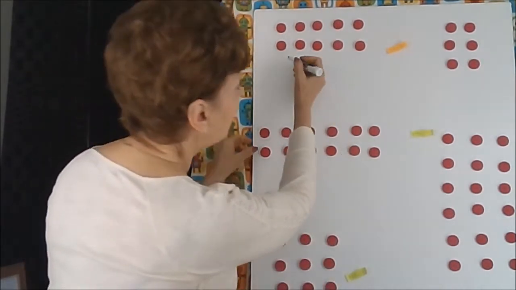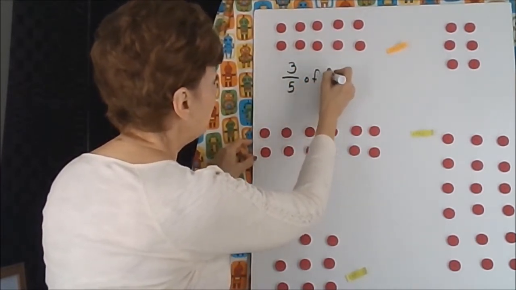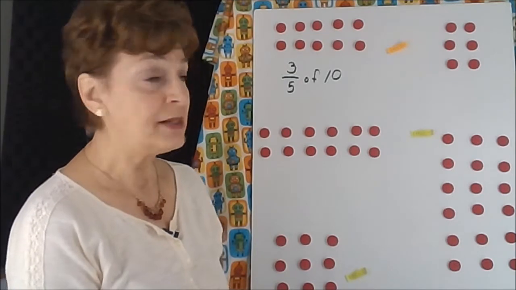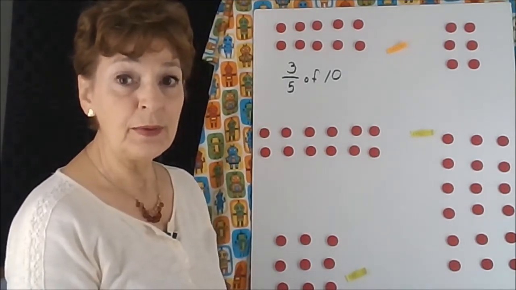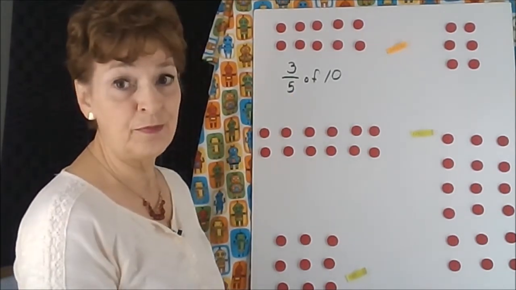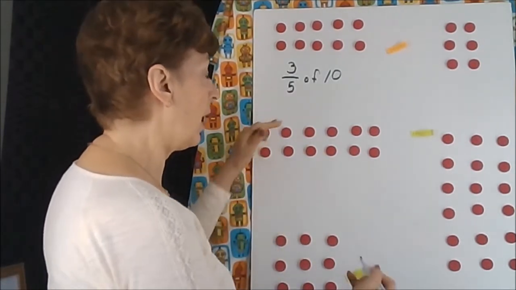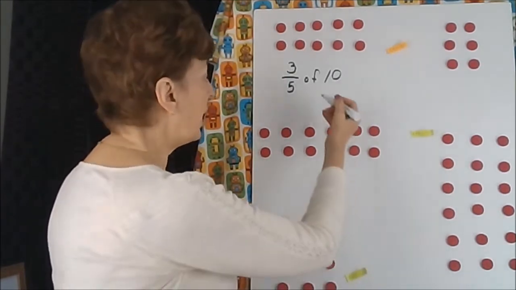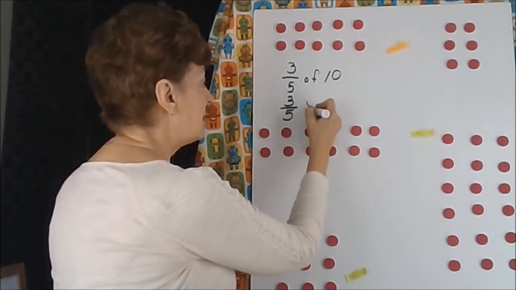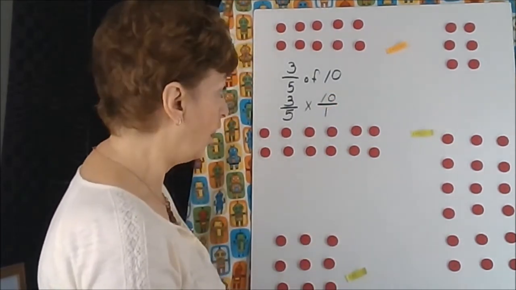If our problem said 3/5 of 10. Now 10 is a whole number, and to represent 10 as a fraction, we would have to put the 10 as the numerator, and the denominator would be the number of pieces in the whole. And a whole means one. There's one whole piece. There are no cuts in it. So our problem could be written over again. 3/5 of means times 10 divided by 1, because that's a whole piece.